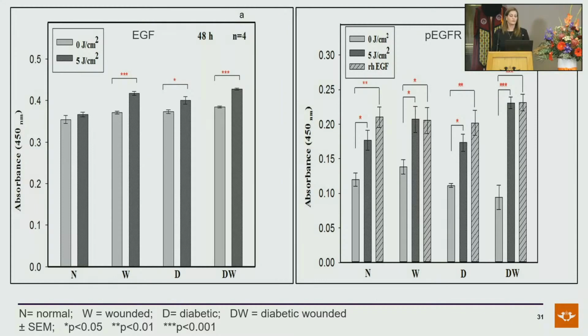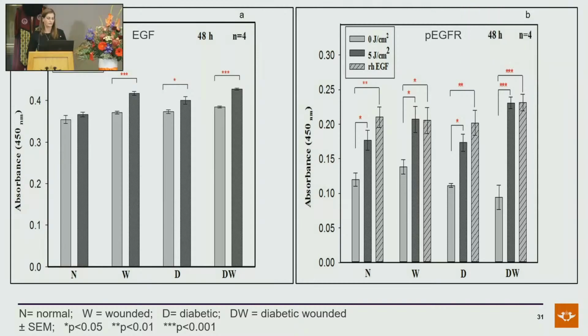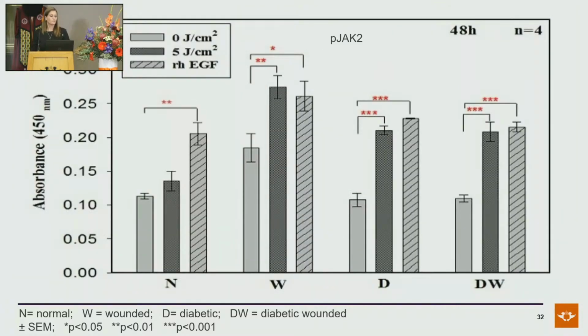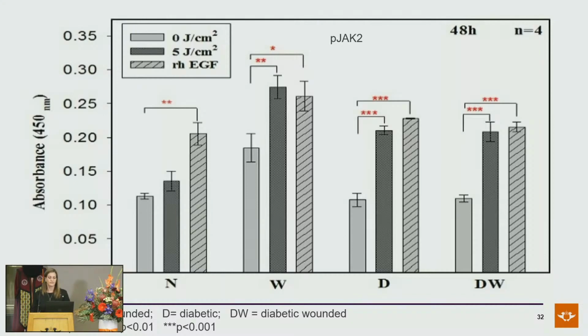The results show that when we irradiated our cell models with PBM at 660, there was an increase in the release of epidermal growth factor, as can be seen by the dark grey bar on the left-hand side of the left graph. And when we looked at the phosphorylated EGFR, on the graph on the right-hand side, again looking at the grey bar in the middle, there was an increase in this phosphorylated receptor, meaning that the receptor had been activated or turned on. When we measured activated phosphorylated JAK2 in response to laser irradiation, there was a significant increase in the wounded, diabetic, and diabetic wounded cells, again seen by the grey bar in the middle.